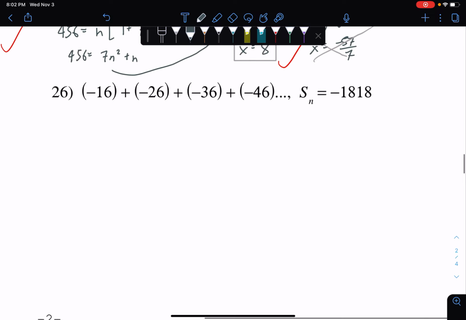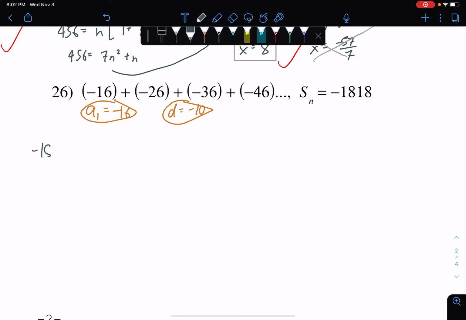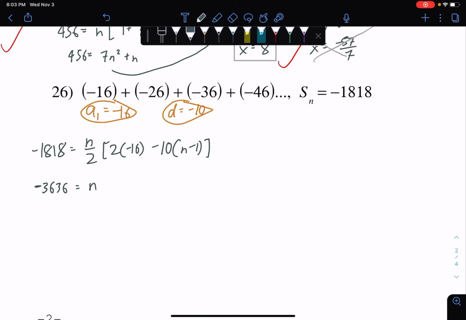Let's move to number 26. A sub 1 is equal to negative 16. D, our common difference, is negative 10. So yeah, let's continue. S of n is equal to n over 2 times the quantity 2 times a sub 1 plus d times the quantity n minus 1. Multiply both sides by 2. Negative 1818 times 2 is negative 3636. Don't forget the negative sign. Times the quantity, times n.